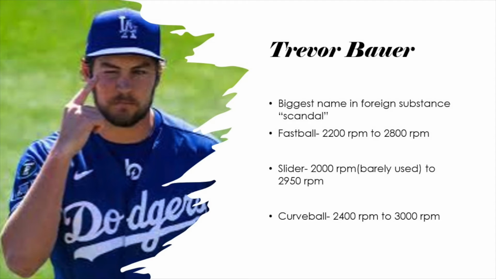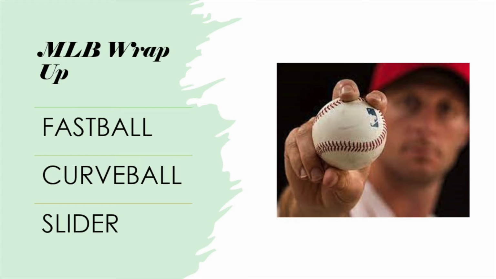And with his curveball, just like Gerrit Cole, he was able to increase it about 600 RPM. But actually, as his spin rate increased on the curveball, his stats actually got worse, and he's moved more towards his slider as his dominant off-speed pitch instead of his curveball.